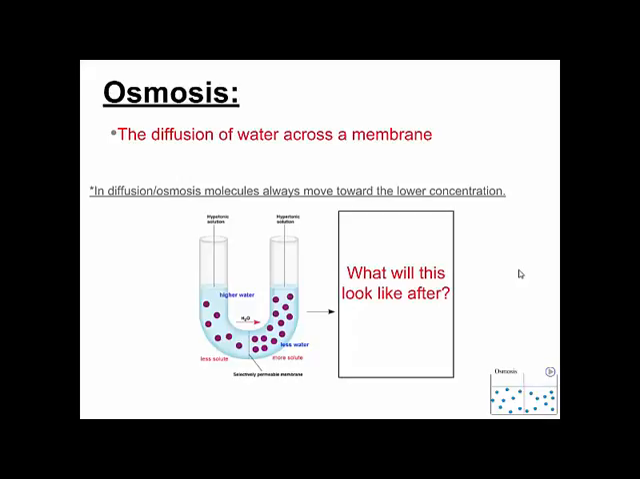Where is there a higher concentration of water? Francesca? On the left. Obviously, then there's a lower concentration of water on the right. So which way would the water molecules move? To the right. From the left to the right. Well, let's say the membrane is permeable to water. What would we expect this to look like after a few minutes?